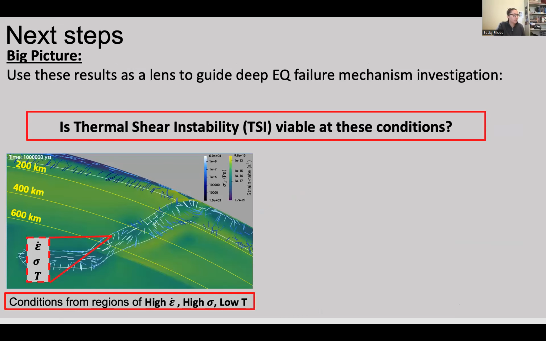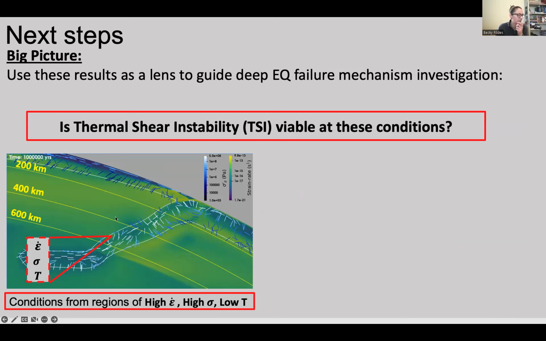And then lastly, I said we'd zoom out. After that retesting of the strain rate hypothesis and evaluating our models, we can use the results from our subduction modeling to direct our investigation of how these deep earthquakes are occurring. Assuming moving forward that the strain rate hypothesis holds with the retest, we would expect that deep earthquakes are occurring in regions in the slab where we have high strain rates, high stresses, and low temperatures.